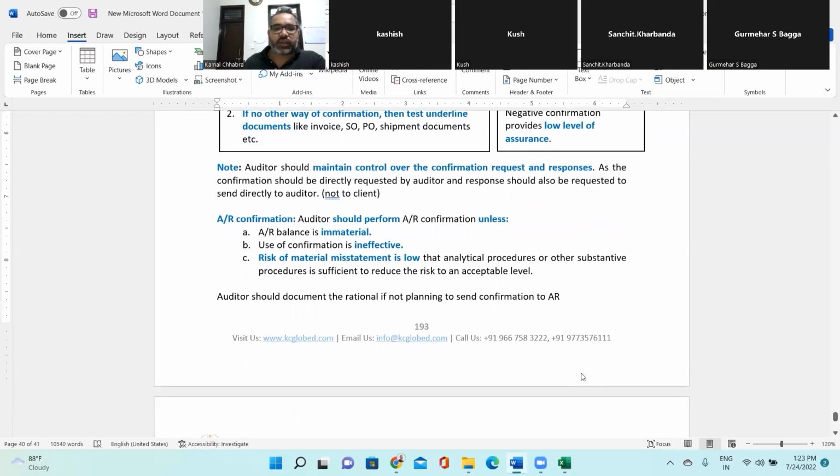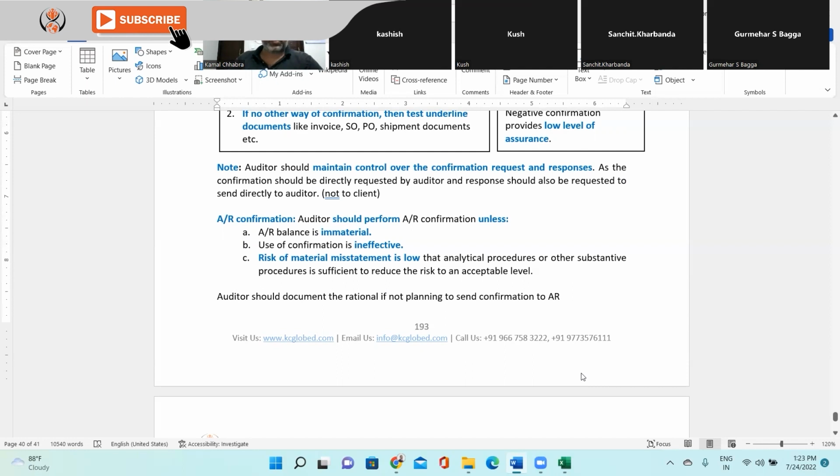AR confirmation example: the auditor should perform AR confirmation unless you can ignore it. AR confirmation is generally a mandatory procedure, but there are exceptions to the general rule when AR balances are immaterial, right? Or when the use of confirmation is ineffective and the risk of material misstatement is low. The auditor should document the rationale if they are planning not to use the confirmation procedure for a year. Make sense?